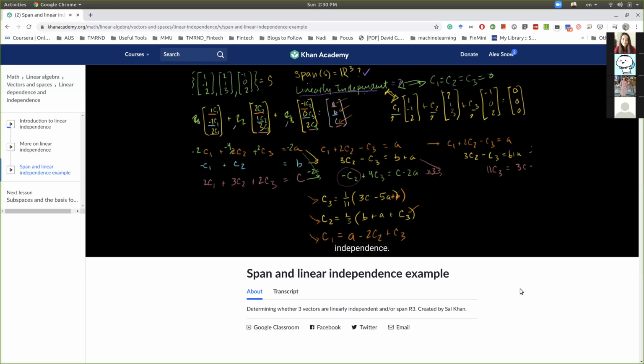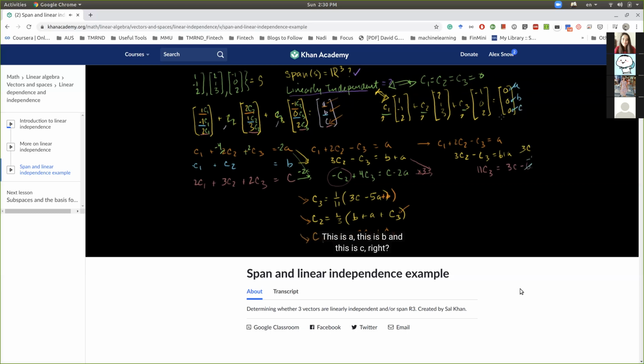Now, this is the exact same thing we did here, but in this case, I'm just picking my A's, B's, and C's to be 0. This is A, this is B, and this is C, right? I can pick any vector in R3 for my A's, B's, and C's. I'm now picking the 0 vector. So let's see what our C1, C2, and C3 are. So my A equals B equals C equals 0. I'm setting it equal to the 0 vector.